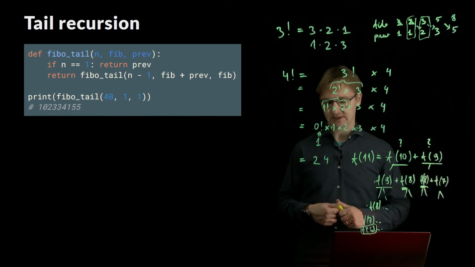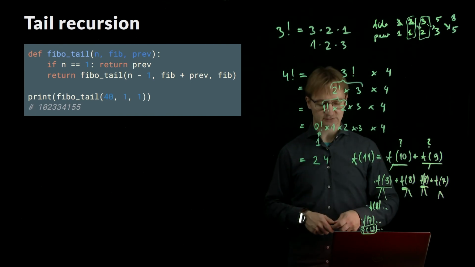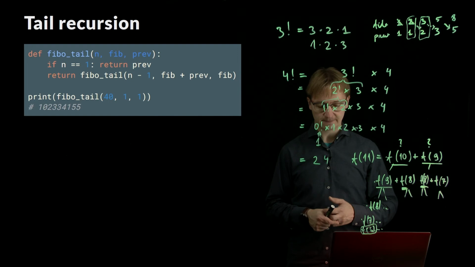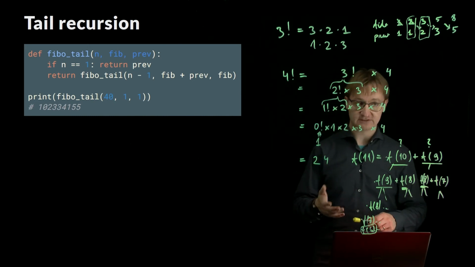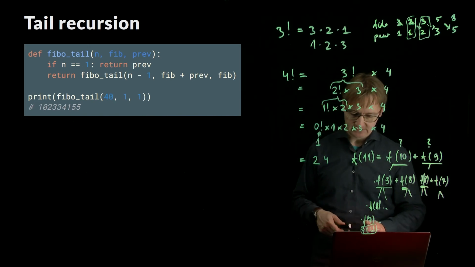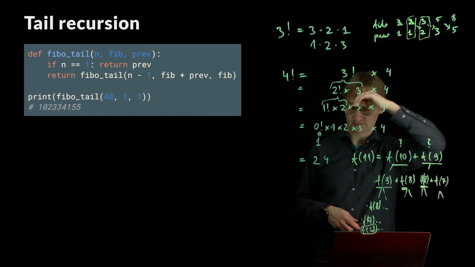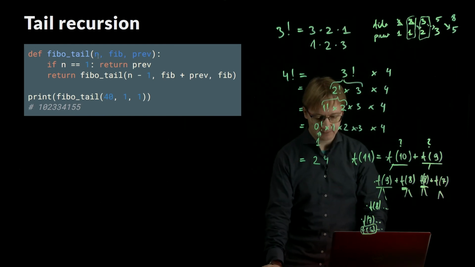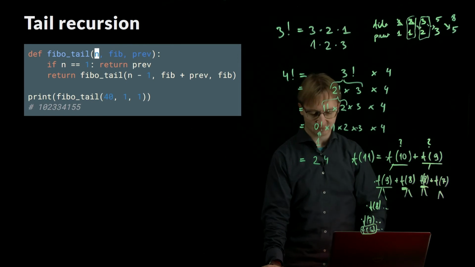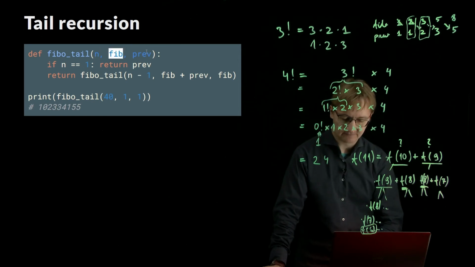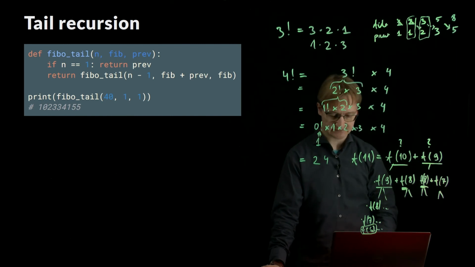But then we can use tail recursion to write a recursive solution to this Fibonacci problem, which is also a bit more efficient than the regular recursive solution. Here the solution is similar to this iterative function. We have n, the number of the element we want to calculate, and fib and priv are basically the same as here. We only want to keep the two last elements.